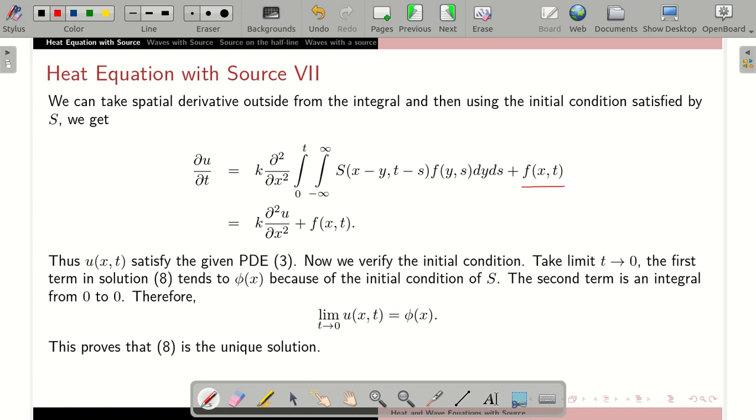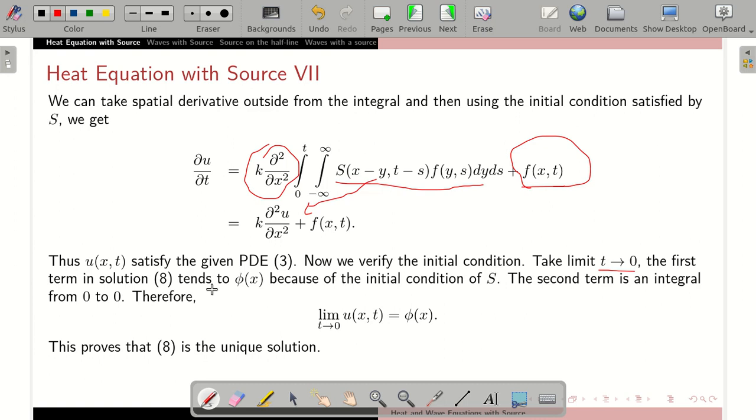So this is just fxt, and from first term I am taking k curly 2 by curly x square outside from integral. So you got same expression here. So this is just u plus f. So you satisfy the given PDE. So now we verify the initial condition, that take limit t goes to 0.